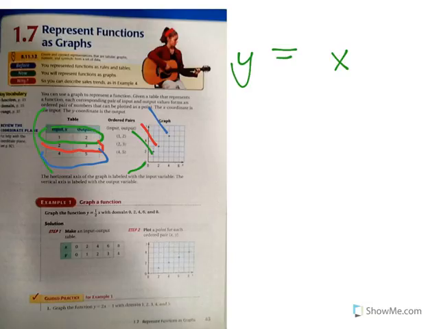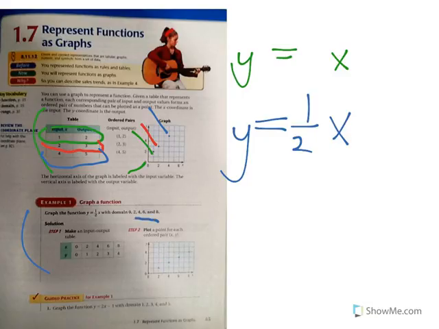So in terms of graphing a function, the example is right here. It says, graph the function y is equal to 1/2 x, or 1/2 times x, with the domains 0, 2, 4, 6, and 8. So it's really important that you understand that this is what we're graphing: y is equal to 1/2 times x. Then we're just going to plug in the values of x that we have here. We can set up this chart, and then we can just fill in the corresponding values.